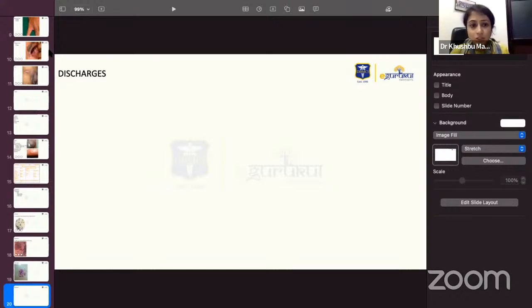Now in discharges, there are two kinds of discharges. One is vaginal discharge, the other is cervical or urethral discharge. Now the lining of cervix and urethra are similar, so the causes of their discharges are also similar. So we study cervical and urethral discharges together and vaginal discharges separately. When we are talking about a discharge patient in a female, we have to figure out what is the source, whether the discharge is coming from the cervix or it is a vaginal discharge.